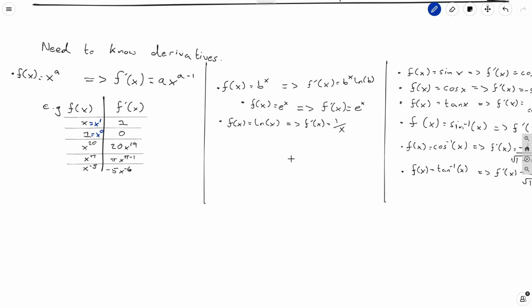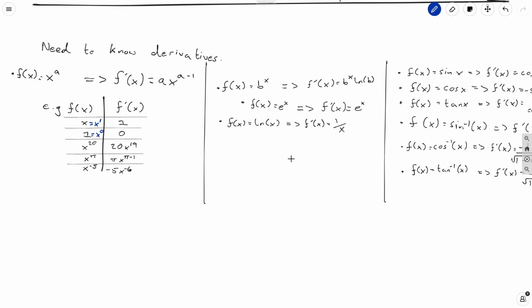Now here are just some more typical examples to show that the formula works whenever we want to use it. X to the 20 will of course just be a standard application of this formula. A is equal to 20, so we bring the 20 down in front and decrease its power by 1. That's basically what the formula says. So it's 20 times x to the 19, because 19 is 20 minus 1.